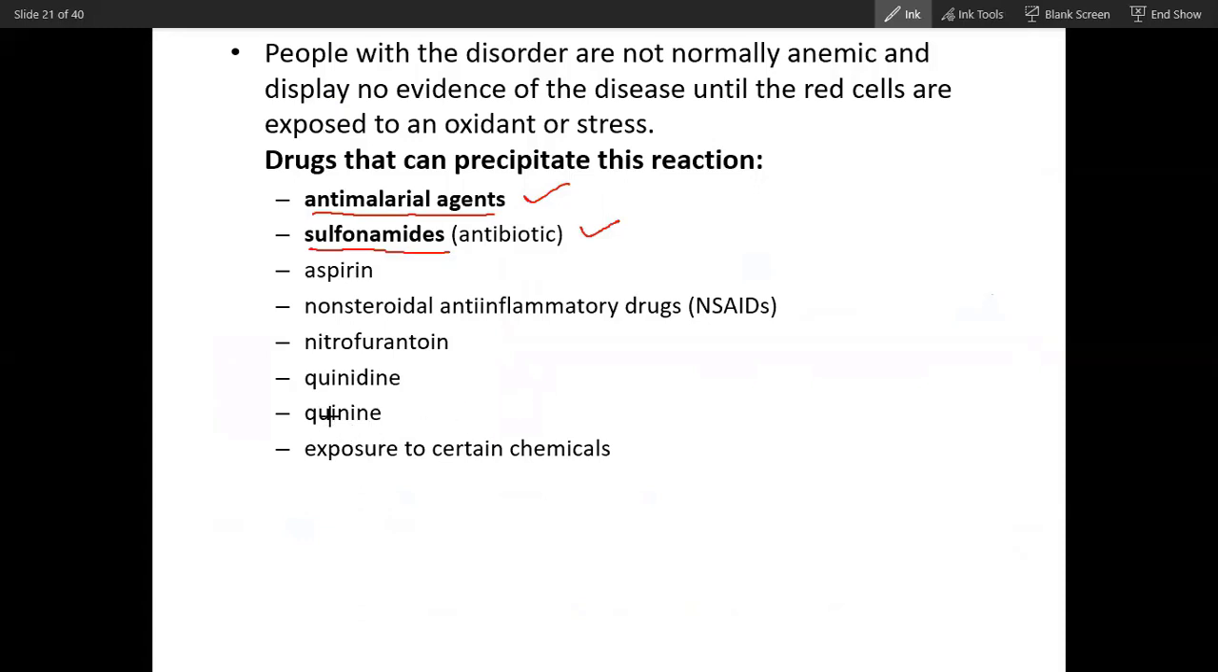Antimalarial drugs are quinine, hydroxyquinone, and these are the drugs: quinidine, quinine. These will cause oxidative damage. So these are the two very important drugs that cause oxidative damage: the sulfonamide group of antibiotics and the antimalarial drugs, hydroxyquinone and quinine. These are the antimalarial drugs. So these two drugs can cause oxidative damage.